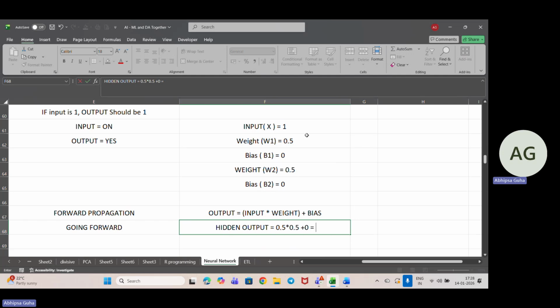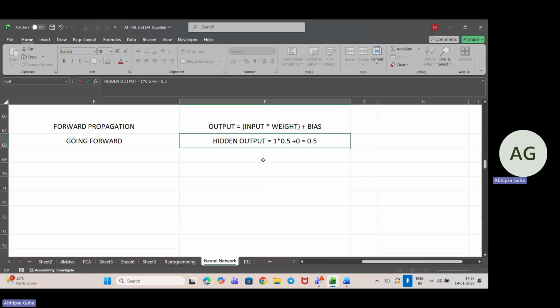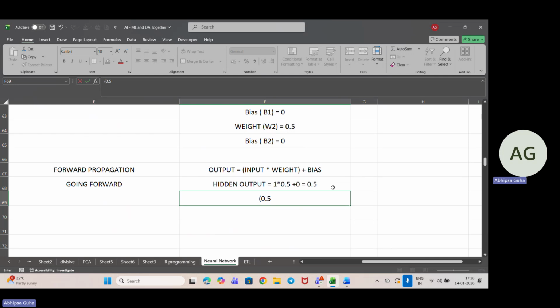Sorry, this is not 0.5, because the input I am taking is 1. So 1 times 0.5, my result would be 0.5. Okay. Now the output neuron calculation: here my value is 0.5. So 0.5 times weight 2, which I am taking as 0.5, plus the bias value b2. So my final output for this would be 0.25.